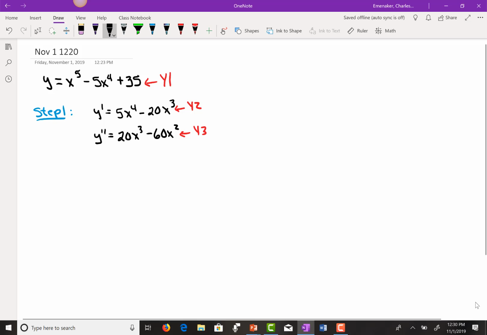Okay, so I'm going to put in x to the fifth minus 5x to the fourth plus 35, and there's the y value. I'm going to put in 5x to the fourth, subtract 20x to the third. There's that one. And we're going to do 20x to the third, subtract 60x squared. Okay. I've got those three into the calculator. What's the next step?